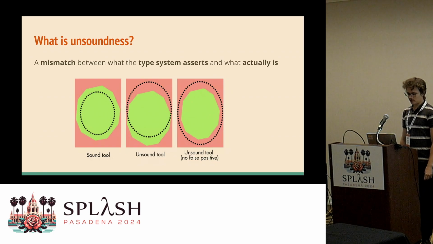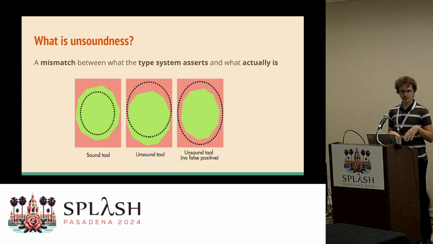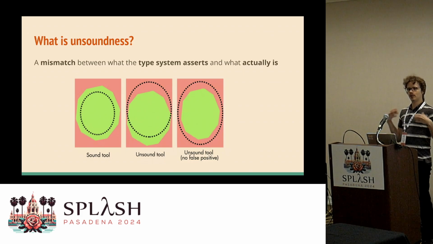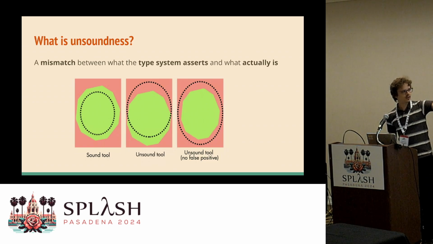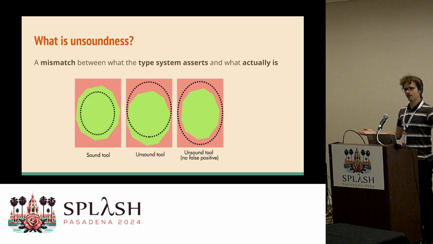And so a sound tool will validate a subset of the correct behaviors. It may not be complete, so it may not be able to validate all of the correct behaviors. And an unsound tool will actually include some incorrect behaviors while telling you it's correct, right?